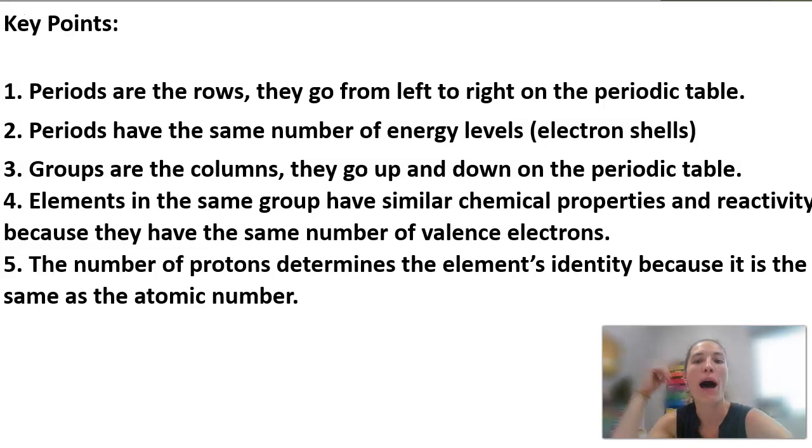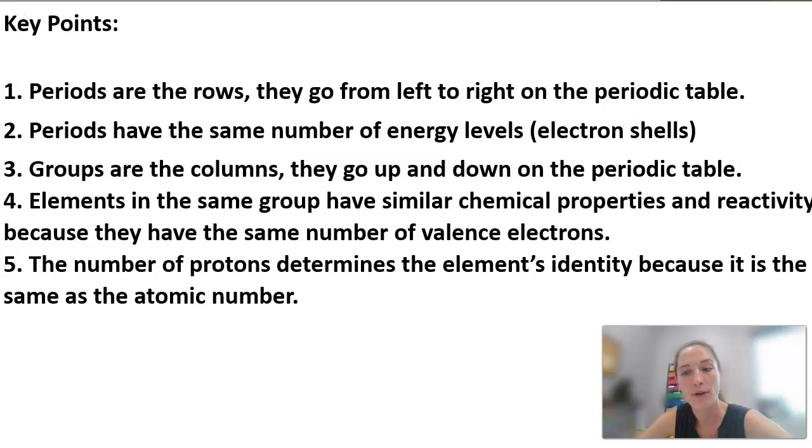Groups are the columns that go up and down on the periodic table, and elements that are in the same group have similar chemical properties and reactivity. Remember, reactivity is determined by the number of valence electrons. If there are 8 valence electrons, that atom is stable, it is non-reactive. If an atom has less than 8 valence electrons, that means it is chemically reactive. So all of the elements that are in the same column going up and down have the same number of valence electrons. So they have similar properties, including their reactivity.